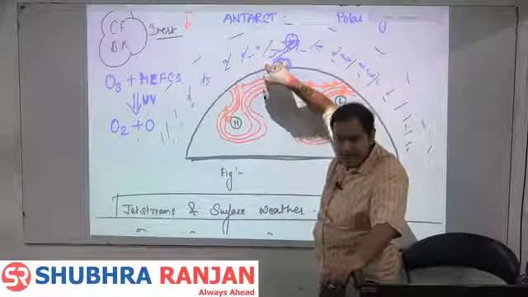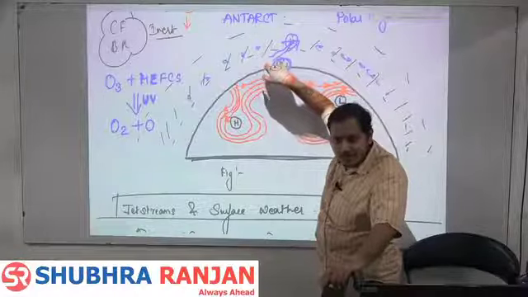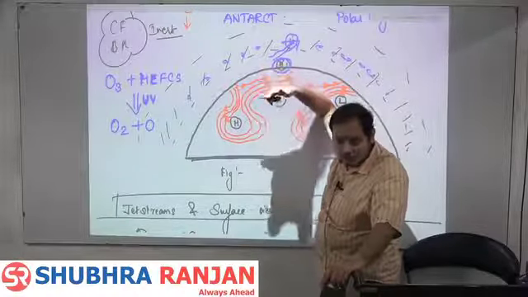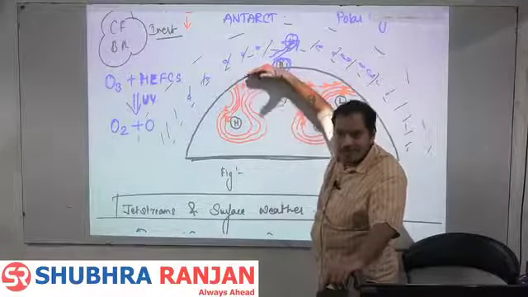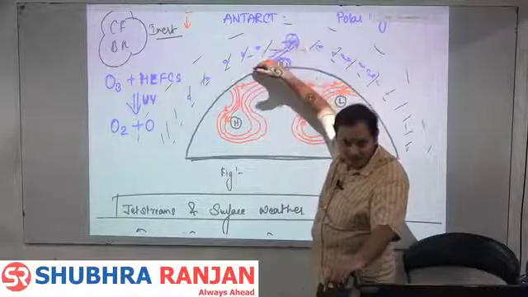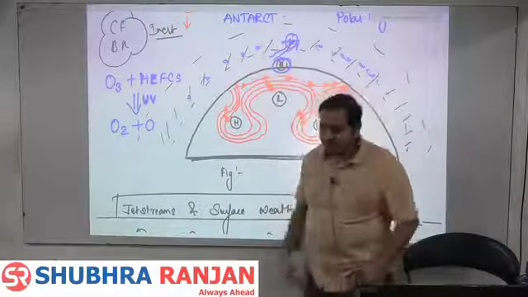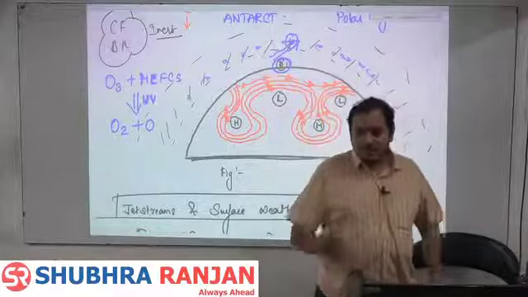Antarctic is land, Arctic is ocean. Land becomes more cooler as compared to the ocean. So pressure gradient is more. As the pressure gradient is more, jet stream is more stronger. Getting it?